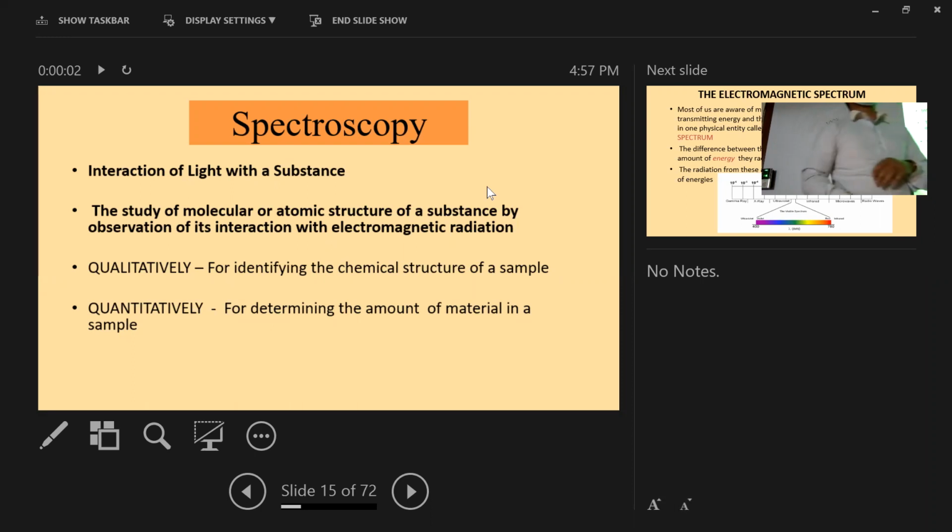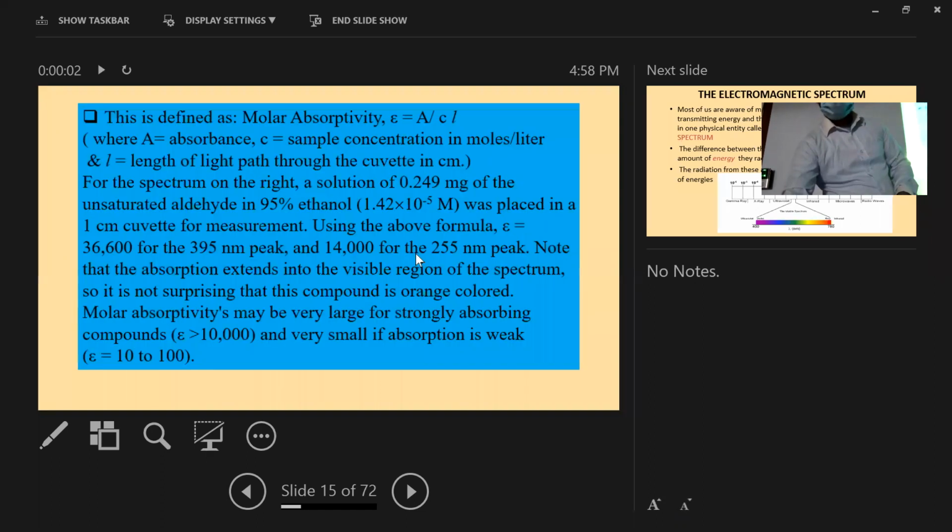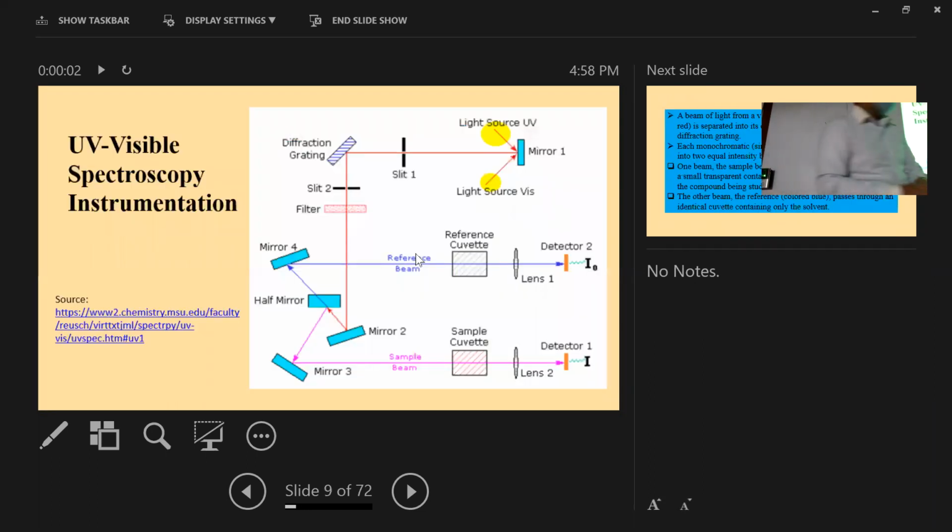Last class we learned about the instrumentation, and from there I will show something. What happened? This is not working. I have shown this instrumentation, and I mentioned that this is our sample cuvette and this is our reference cuvette. That means here we will have only the solvent, and here we will have the sample with solvent.